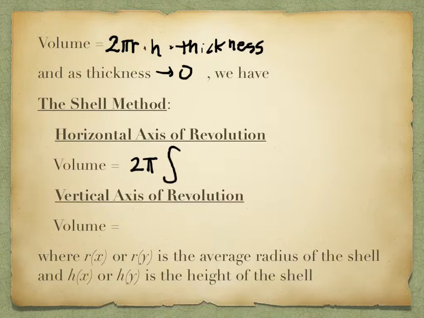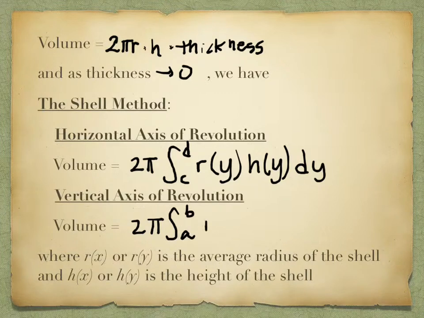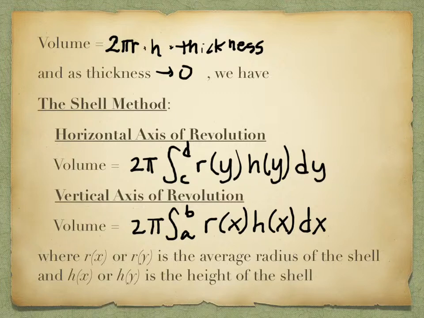We'll have our integral. Our integral for the volume when we do a horizontal axis of revolution, I'm going to call it from C to D. That actually ends up being a function in terms of y. So this is r of y times h of y. Okay, so the radius in terms of y times the height in terms of y, and then it's dy. And then for the volume when we have a vertical axis of revolution, this is 2 pi, and we'll go from A to B. This is the radius in terms of x, the height in terms of x, and then it's dx.